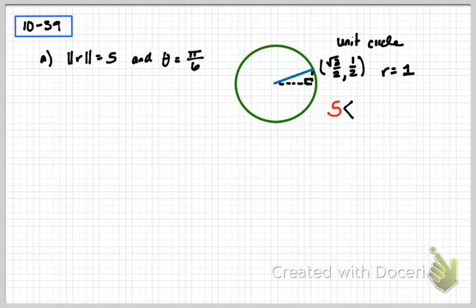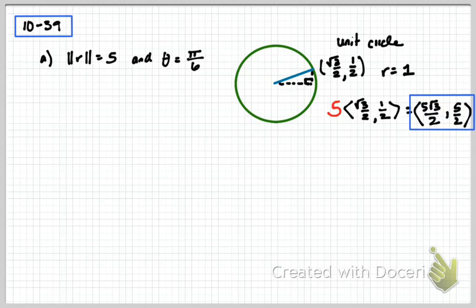So we can think of this as a vector, we're going over rad 3 over 2 and up 1/2. Okay, and if we were to multiply this out, we would get 5 rad 3 over 2 and 5 over 2, which would be the solutions to question A. And I think it says 2.5, but that's the same thing. B and C are very similar.